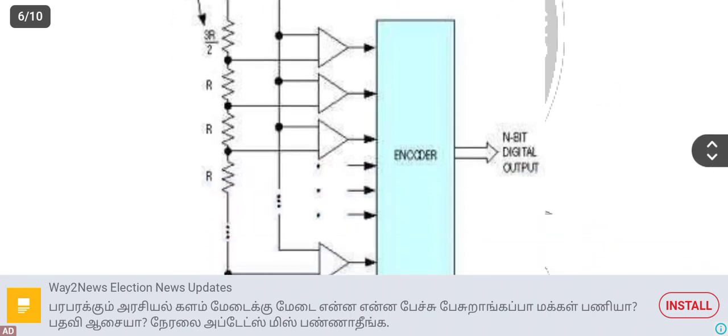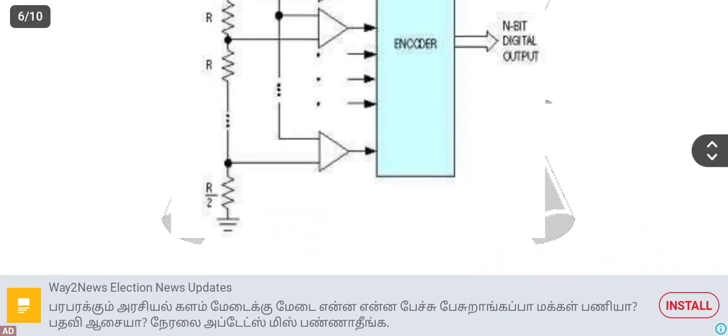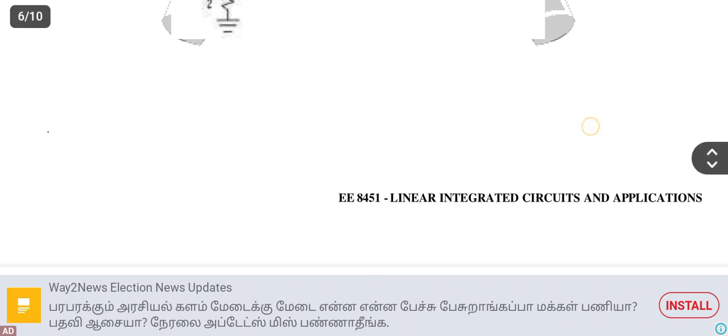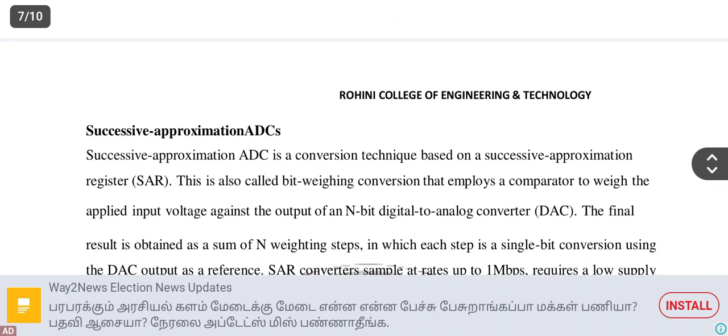Here the limitation is that if the number of bits increases, suppose n is the number of bits, we need 2 to the power of n minus 1 comparators. So the cost of the converter as well as the complexity of the converter is very high.